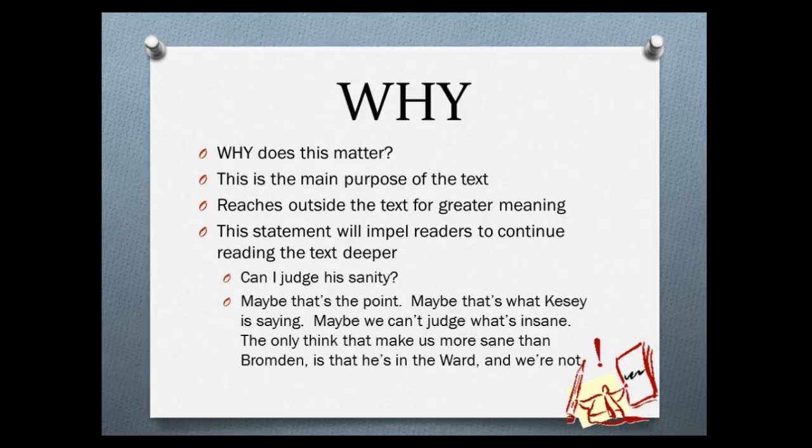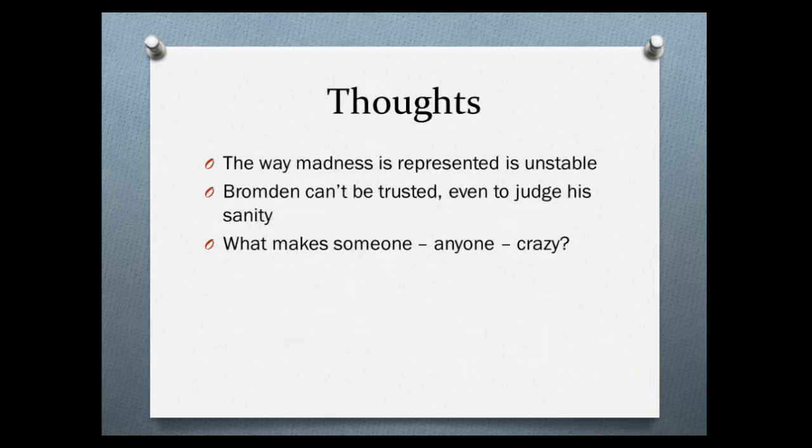And last but not least, when I'm thinking about his sanity and whether I'm in a position to judge it, I'm using the definitions that society has given me to judge one's sanity. And that can answer the question, why does this matter? And reach outside the text for some greater purpose. So putting it together, it boils down to this. The way madness is represented in the book seems unstable to me. Bromden can't be trusted, even to judge his own sanity. And what makes someone, anyone, crazy?